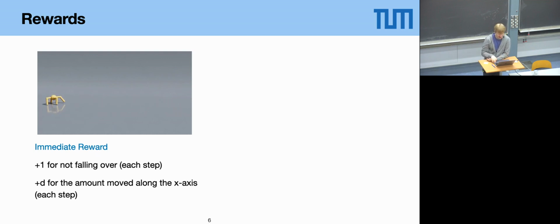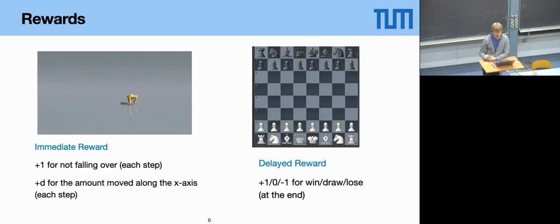And then there's the second type of rewards, the delayed rewards. For instance, if you want to learn to play chess, you only observe a reward at the very end of the game when you either win, lose, or the game ends in a draw. And as you can imagine, these delayed rewards are the main difficulty in reinforcement learning tasks.